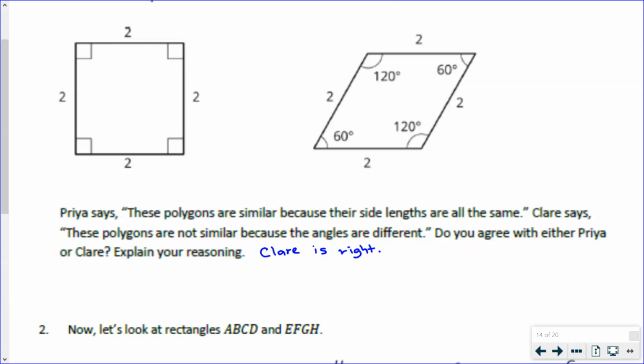Okay. You agree with both? So they're both similar and not similar? No, because we have a very precise definition of similarity, we can easily say if it is or isn't. It can't be both at the same time. Zeta?